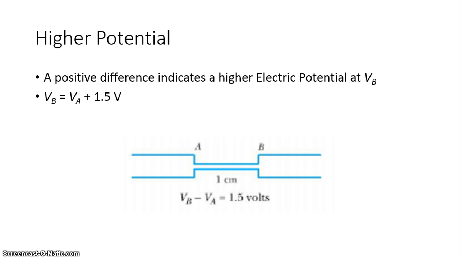Right, so first off, to determine the spot of the higher potential, a positive difference would indicate that the point of higher electric potential is at point B. The reason for this is, as we saw, if we rearrange the equation, V_B minus V_A equals 1.5 volts, we end up with the electric potential at B equals the electric potential at A plus 1.5 volts, which would designate, for example, if we were looking at this from the perspective of B and A being nodes of the battery, B being the positive node and A being the negative node.